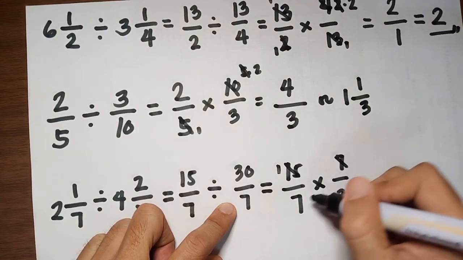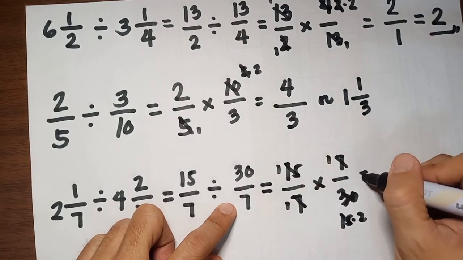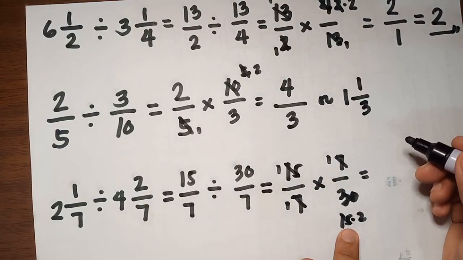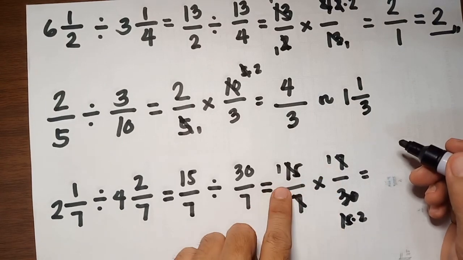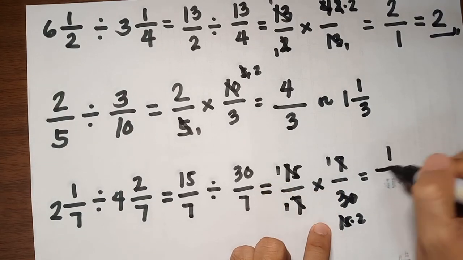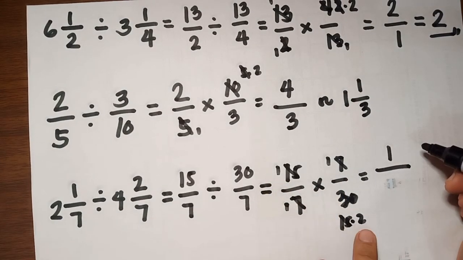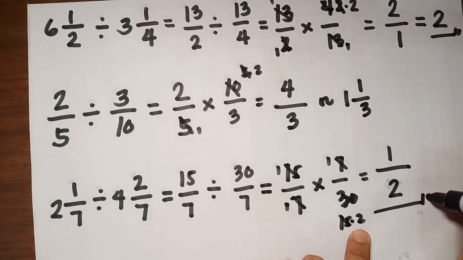Then we can cancel out also the common factor. What remains here is 1. What remains here is 1. So, we have cancelled out already 15. So, 1 times 1, what remains in the numerator is 1. So, 1 times 1 is 1 over 1 times, what remains here is 2. So, 1 times 2 is 2. So, our final answer is 1/2.